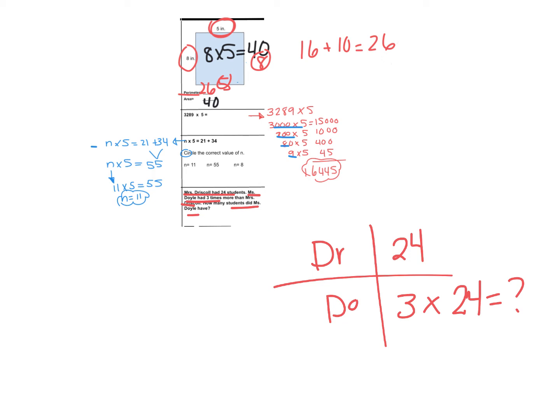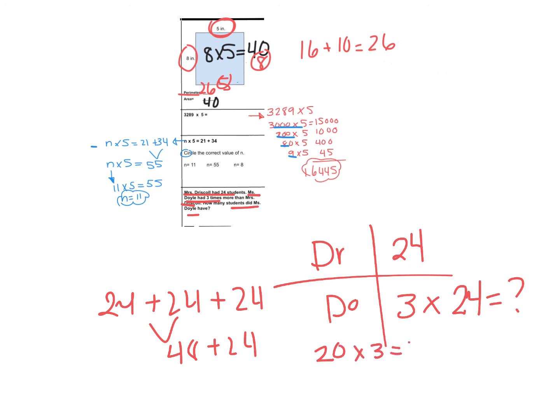And we know that we can do that by saying 24 plus 24 plus 24. That's one way we could do that. And we can get 48 plus 24. Or we can split it and we can say, well, 20 times 3 is 60, and 4 times 3 is 12, and that would be 72, and look, it ends up being the same thing.